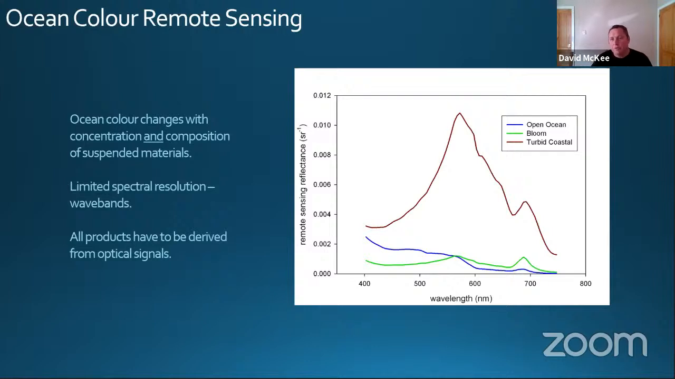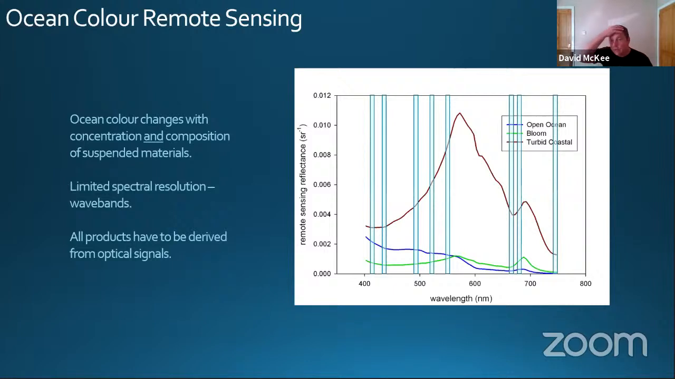I've shown full spectral data here, but in actual fact, the satellites that we use at the moment are multispectral, and we only have a small number of bands to work with. I've highlighted the bands here for MODIS. And it's only those measurements there that we have to work with in order to derive everything else that we want to know from space. Everything comes from a measurement of light after atmospheric correction and so on. And that's a real challenge.